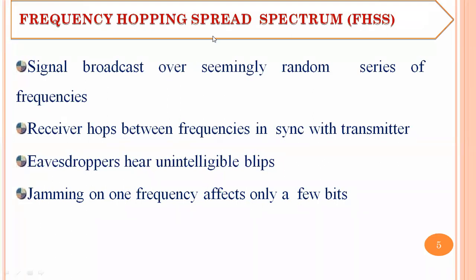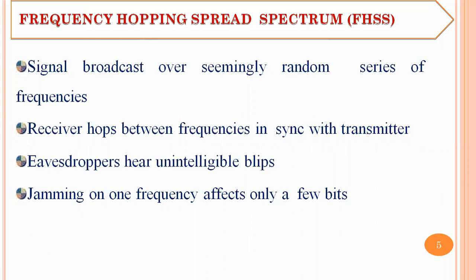So first is frequency hopping spread spectrum. This signal is broadcast over a random series of frequencies. So receivers need to differentiate between these frequencies in synchronization with the transmitter of the sender. And we also have to get rid of the eavesdropper as well as jamming.